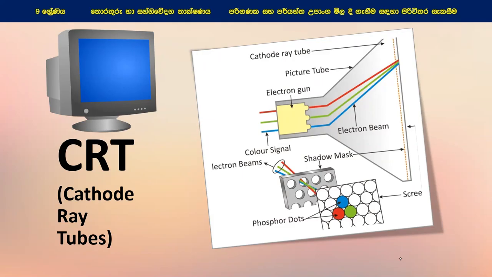This whole structure is called the cathode ray, right? An electron gun is placed at the end of the cathode ray. It shoots the electron beams in three different colors, which are red, green, and blue, right? Those will be mixed together to create the other colors on the TV screen. And that is what happens when the electron beam touches the screen, right? So that is the CRT technology, right?